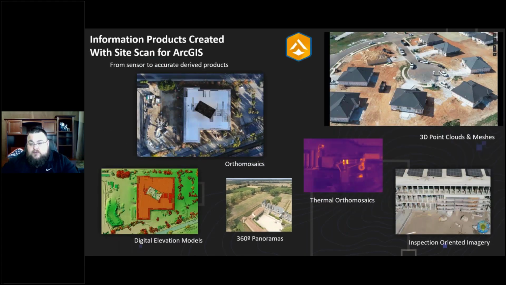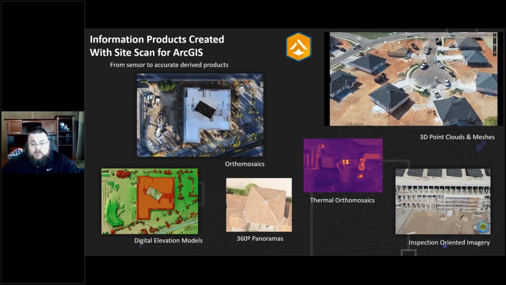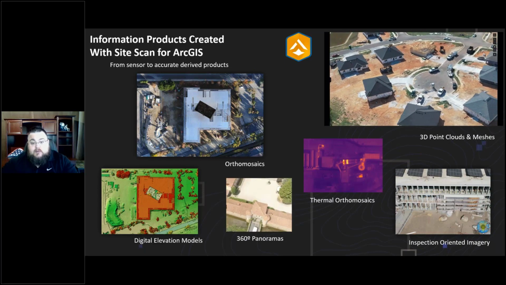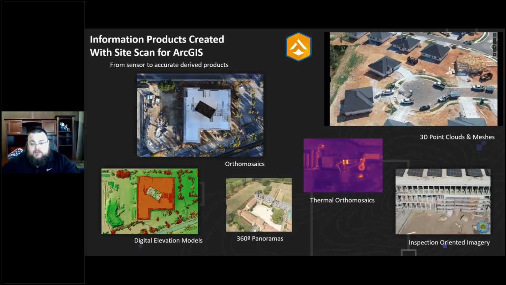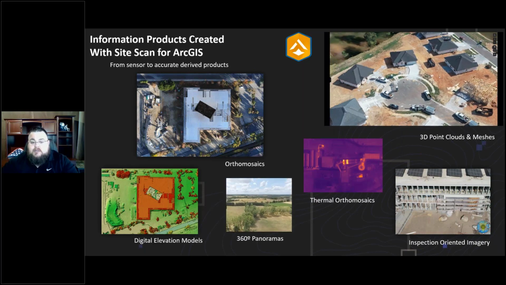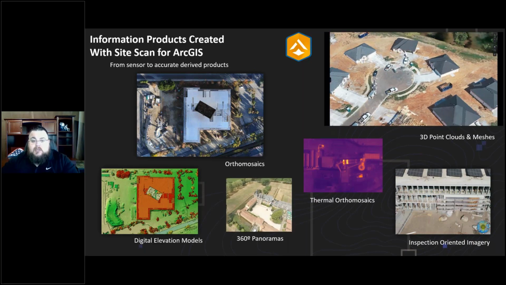SiteScan can take plain drone photos and turn them into these types of information products: orthomosaics, digital elevation models, 3D point clouds and meshes, oriented oblique imagery, as well as thermal orthomosaics if you have a thermal camera, high resolution 360-degree panoramic photos, all with just a few clicks. Let's take a glance at this whole end-to-end conversion process and what it entails.